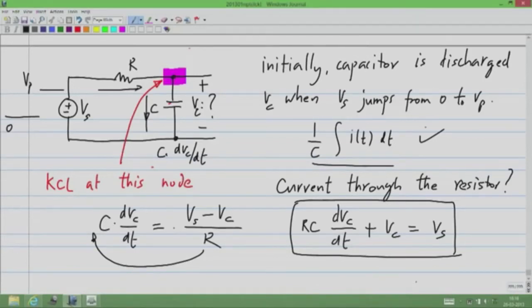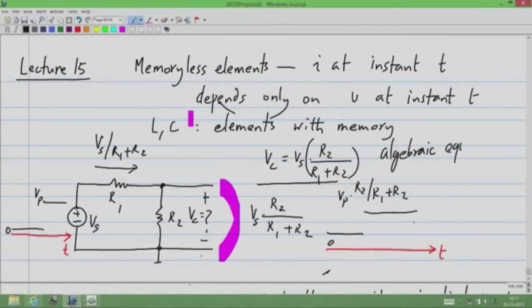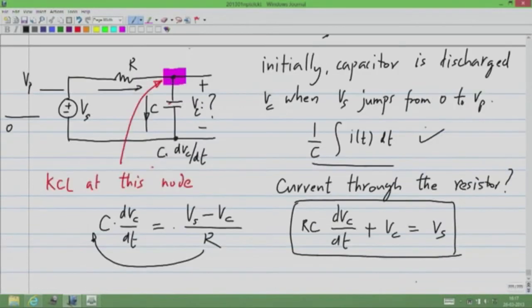Whereas previously we could write, if I still call this Vc, there is no capacitor here, I will just call that voltage Vc. Vc equals Vs R2 by R1 plus R2. Okay. So it's an algebraic equation. Whereas in this case it's a differential equation if you have resistors or capacitors.